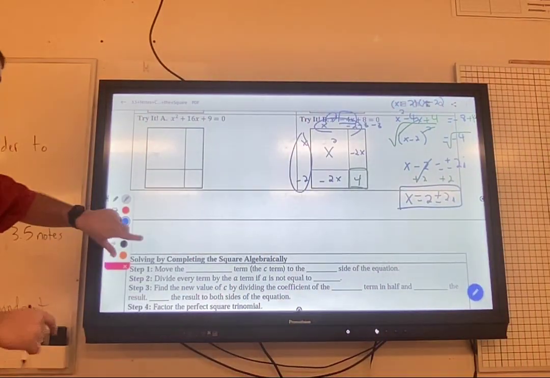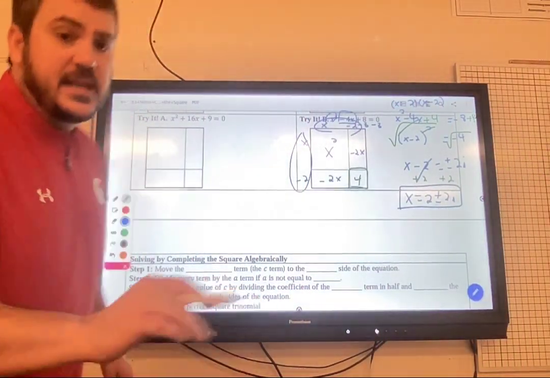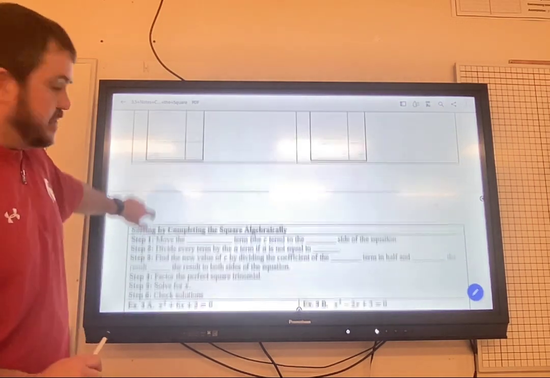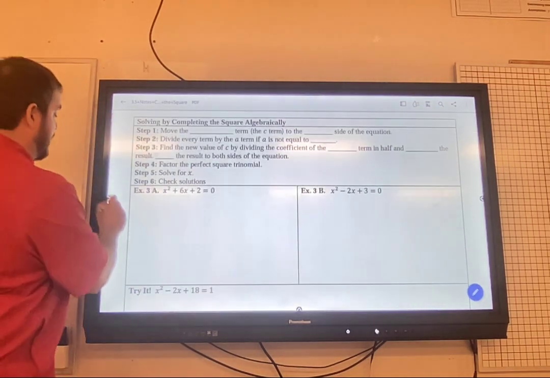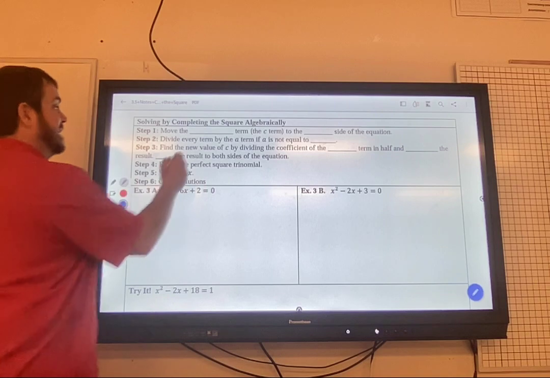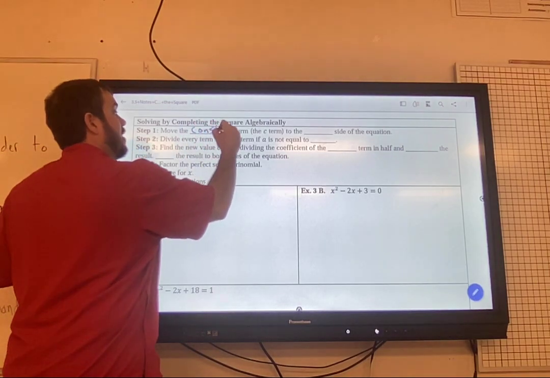All right, I'm going to go to the back page. I'm trying to keep this video at 10 minutes, so let me roll through this. For your notes, the first blank is move the constant. We already filled that out once.